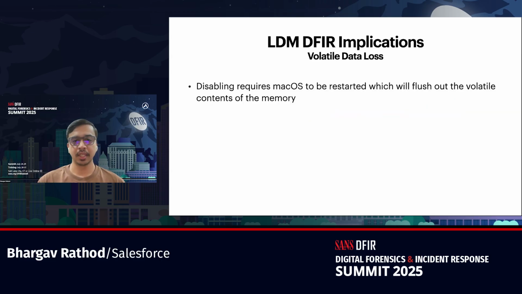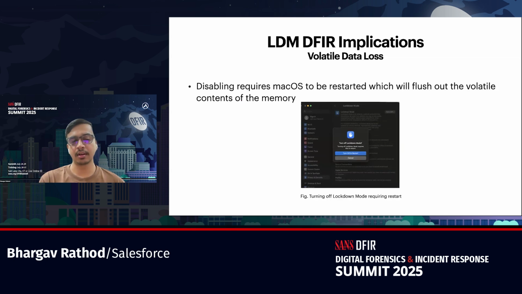So the first is, in order to enable or disable the lockdown mode, a restart or reboot of that machine is required. So if you are looking at collecting the volatile data, you'll not be able to do it, because if you disable it, you'll have to restart the machine, which will flush out all of your volatile data.